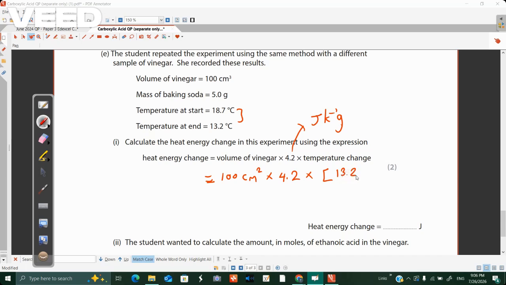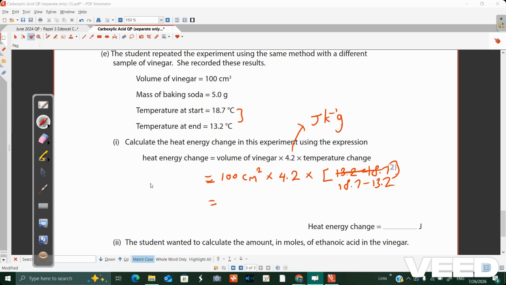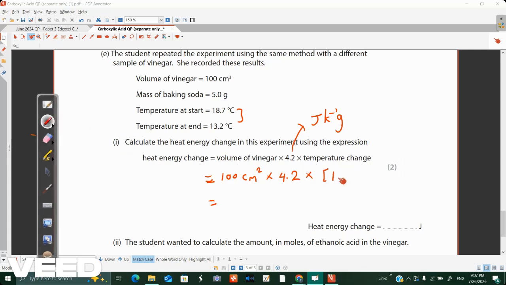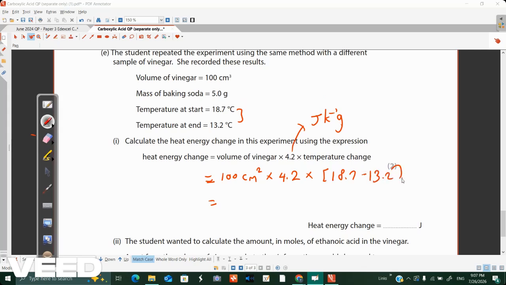Final temperature, end temperature is 13.2 minus 18.7. It should be the other way around, temperature at the start, temperature at the end. Initial minus final, my bad. Final temperature 18.7 minus initial temperature 13.2, so you must get a positive value in joules. 4.2 is given in joules. So what is the value you got here when you multiply this?